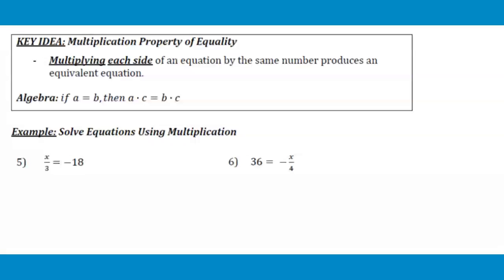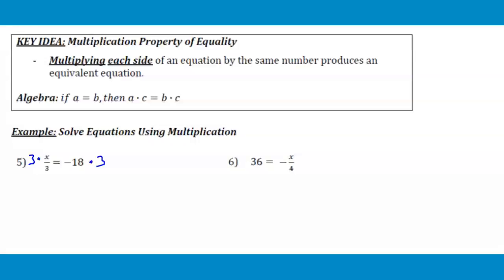So here in number 5, it says x divided by 3 equals -18. So what do I have to undo to get x by itself? Well, I have to undo what's going on with it, and it's being divided by 3. So what I can do is multiply each side by 3. When I do that, I'm going to put a little 3 out here. I'm going to use my dot for multiplication because we don't want to get the x mixed up with our multiplication sign. So multiply each side by 3.